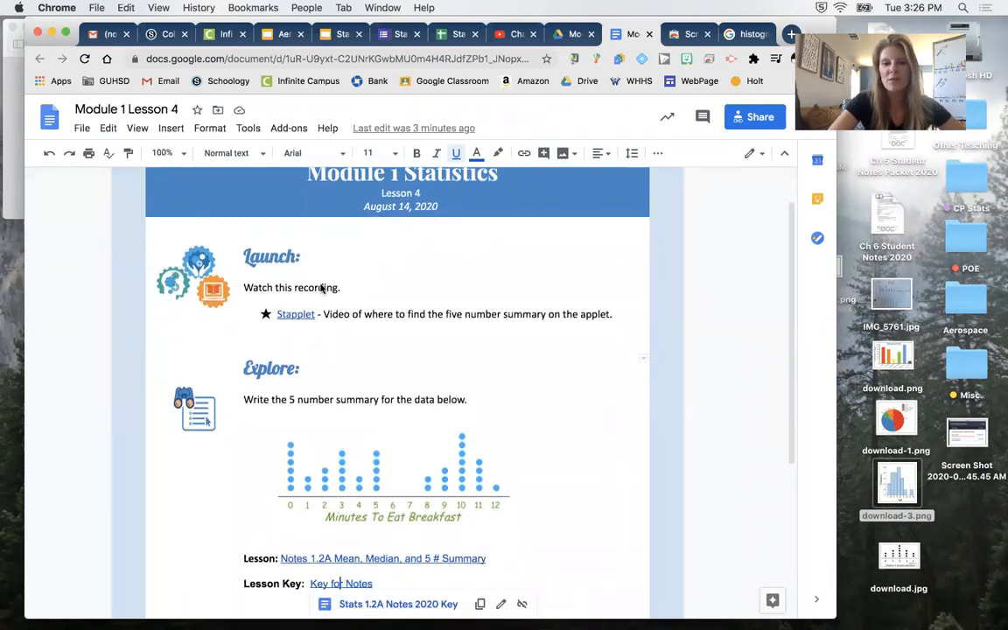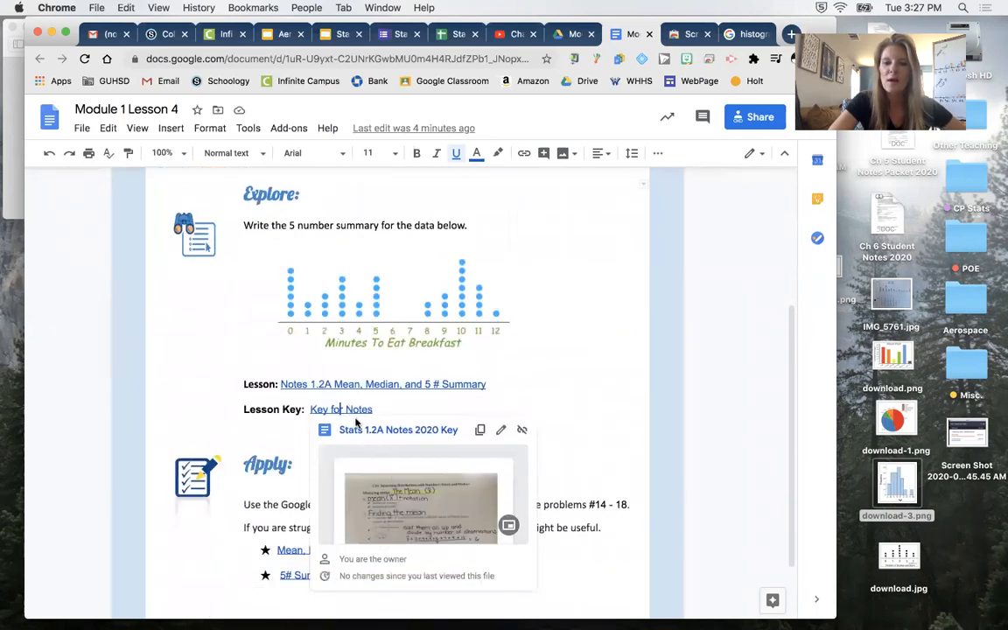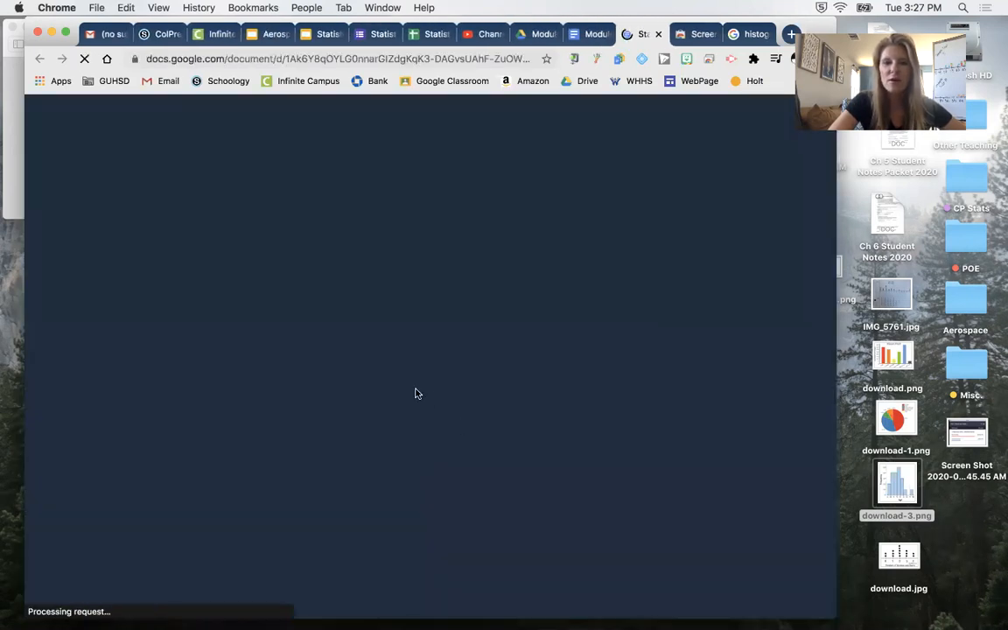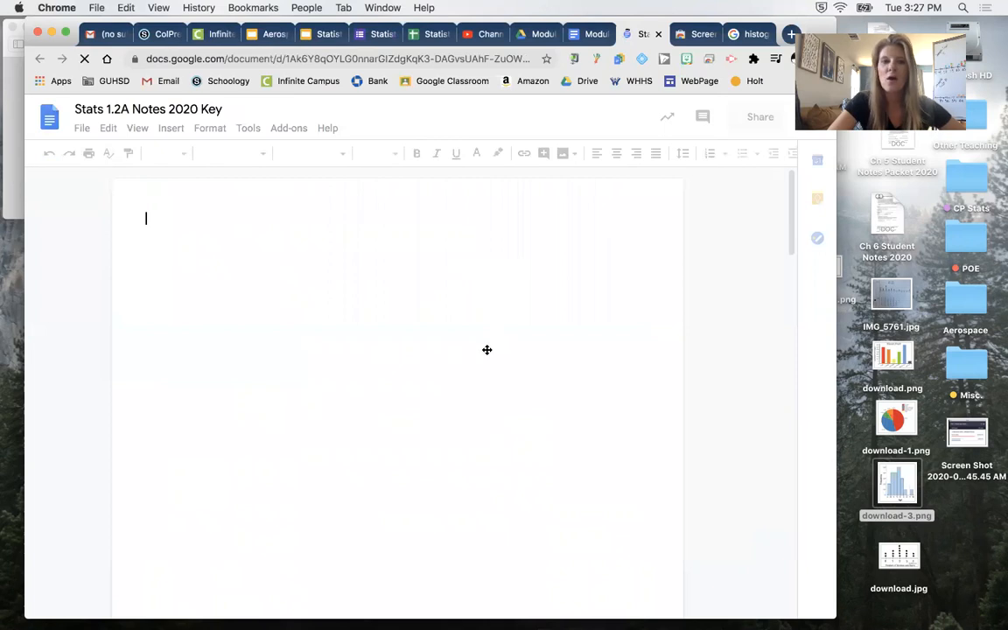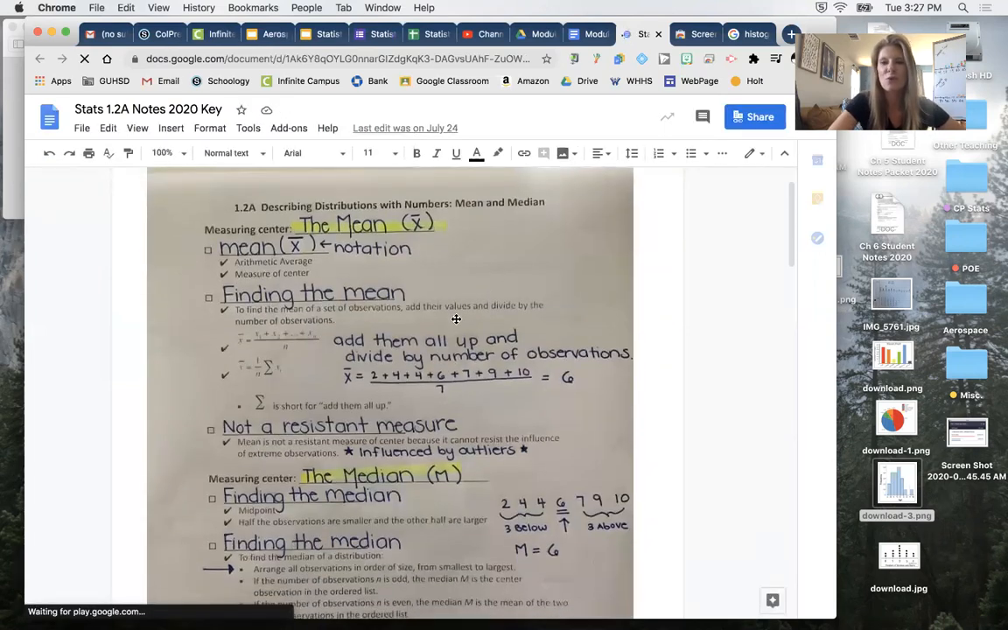I will be uploading the recording here, and we will be revisiting the applet for stats that we can use in order to find the 5-number summary if you do not have a TI-84. If you have a TI-83 or a TI-84, I also have directions in the notes. I'm going to go to the notes really quick just to talk through the lesson, and then I'll link another example as well so that you can see how to create what we call a box plot.